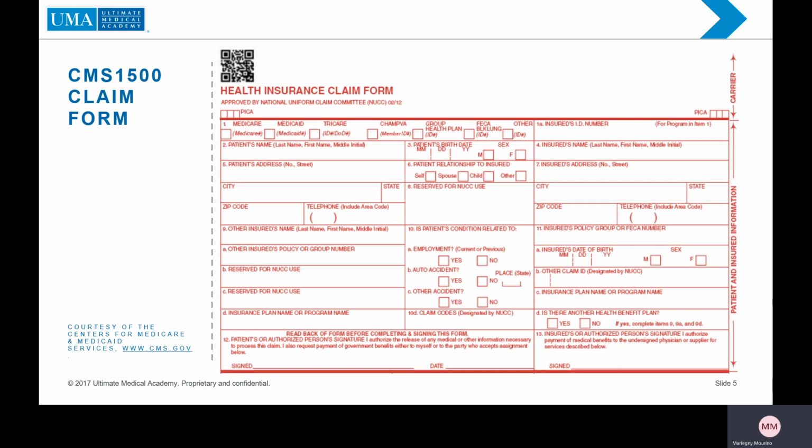Then our boxes down here, 12 and 13, these are our 2 signature fields. So once again, we have 11 data fields and 2 signatures on the top, or patient and insured information section. So in 12, this is patient or authorized person signature. Usually we have what? Signature on file. 13, insured's or authorized person signature, which once again, you will have as signature on file.